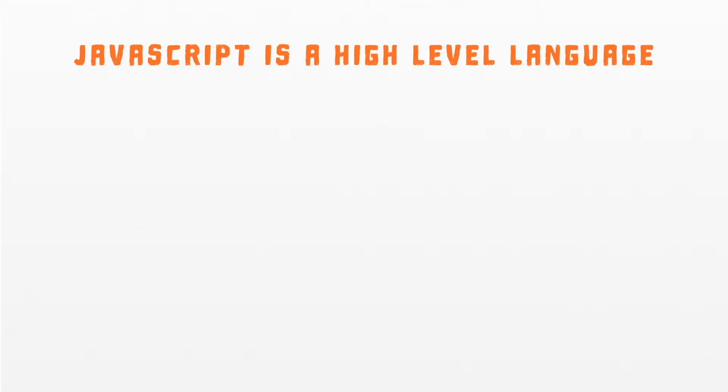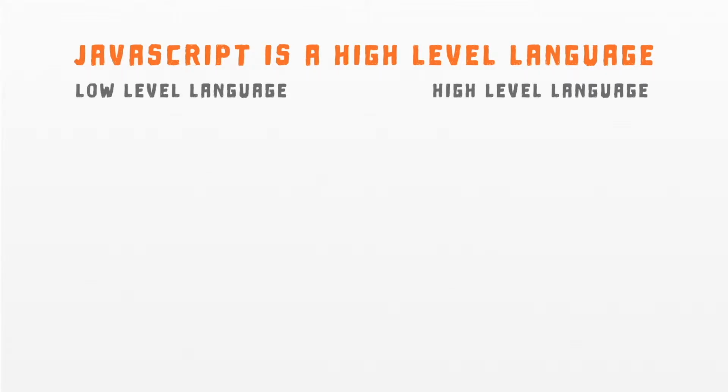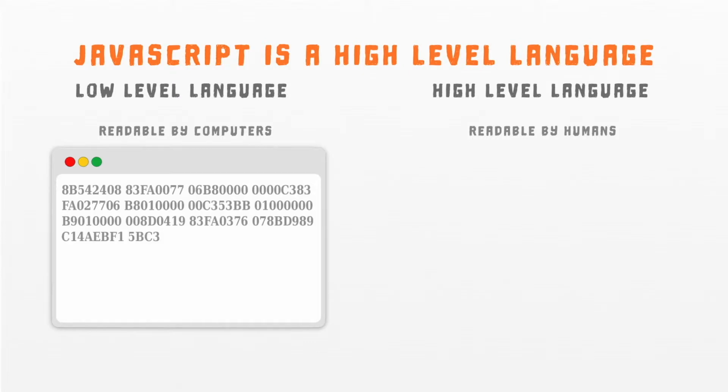Basically, programming languages are classified into two types. They are low-level language and high-level language. And low-level language is one which is readable by a computer or machine. And high-level language is one which is readable by human beings. So let's see an example.